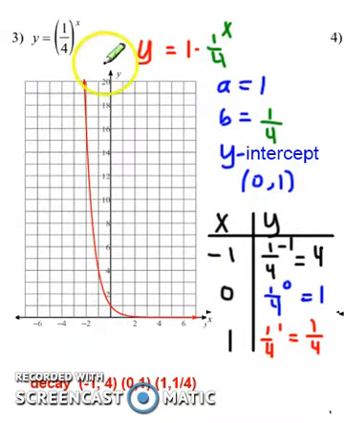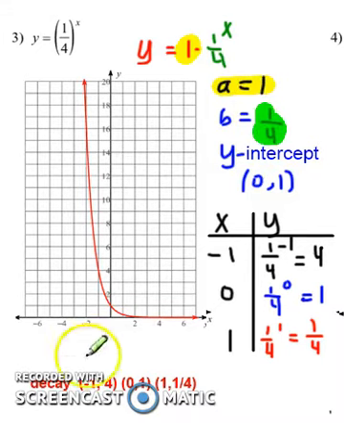In problem number 3, I'm going to rewrite this. I'm going to put in my value of a, which is 1. So a is 1. My value of b is 1/4, so that is going to be a decay. So I'm going to plug in my values. My first value I'm going to put in is -1. That flips this upside down, so I get 4. So I'm going to put -1, I get 4, so that's my first ordered pair.